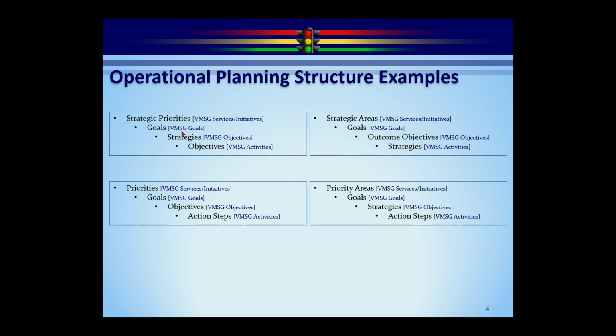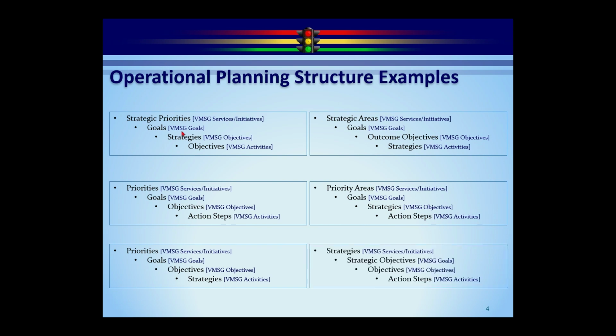Priority areas, goals, again, strategies, I don't think is in the right place here, and then action steps. Priorities, goals, objectives, and strategies, that one's real good. And then here's one, strategies at the top. And again, these are real examples of plans that people have sent us.